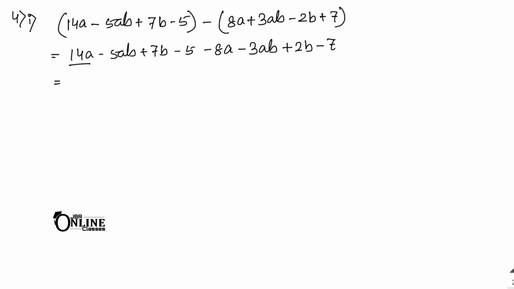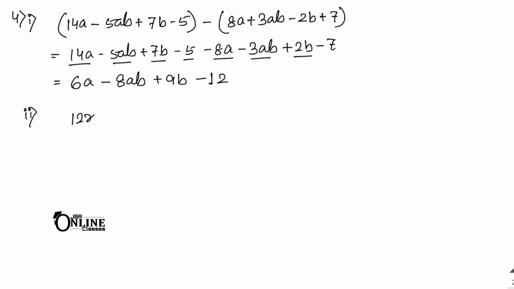So now here 14a minus 8a. Okay, so 14 minus 8, that is 6. So 6a, very good. Now 5ab minus 3ab, both are in minus, so it will be here minus, but 5 plus 3 is 8, so it's 8ab. After that here 7b and plus 2b, so it will be 9b, and then here minus 5 minus 7, it's minus 12. Very easy.